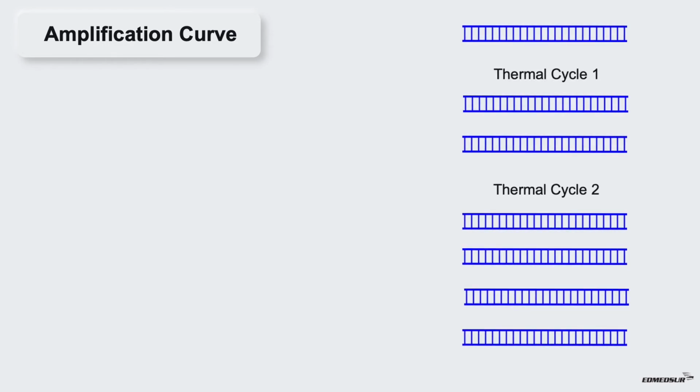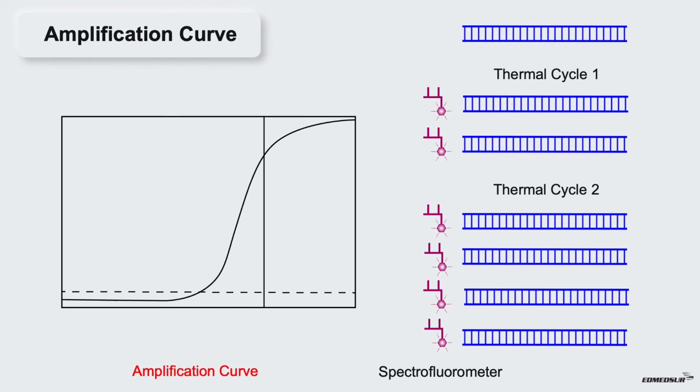Amplification curve. After each thermal cycle, the number of DNA sequences of interest doubles. As the PCR progresses, more and more DNA would be produced, more TaqMan probe will bind to the DNA sequence of interest, and more fluorophore will be released. This in turn can be detected by the spectrofluorometer. This way, there will be a progressive increase in the detectable fluorescence, which will be in direct proportion to the amount of replication of the DNA sequence of interest that has taken place. This is represented by an amplification curve.